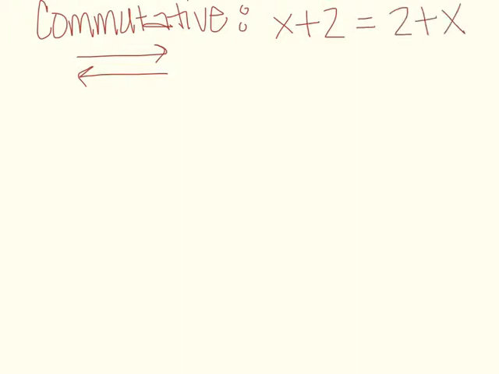In this case, we're finding the sum of some unknown value plus 2, which would be the exact same worth as the sum of 2 plus that unknown value. So here's an example of commutative property. You can either read it forwards or backwards. Let's take a look at the associative property.